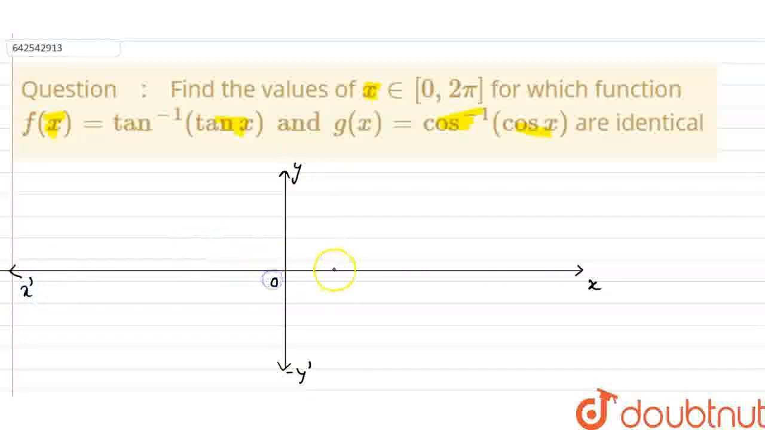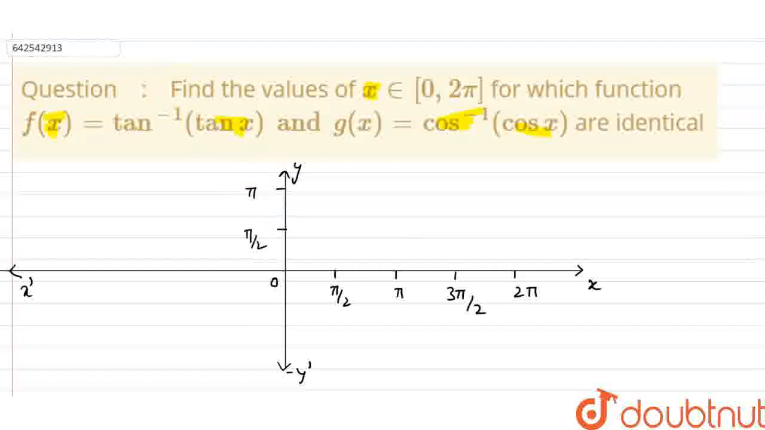So this is 0, this is pi by 2. Similarly this is pi, this is 3 pi by 2, and here it is going to be our 2 pi. Because it is given in the question that x lies between 0 to 2 pi, we are going to draw the graph between 0 to 2 pi, right? Here it is pi by 2, and here it is pi, right guys?